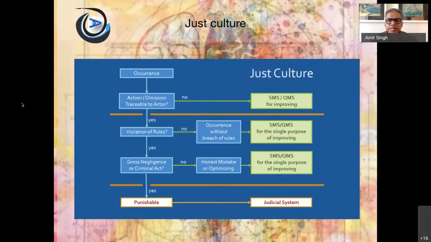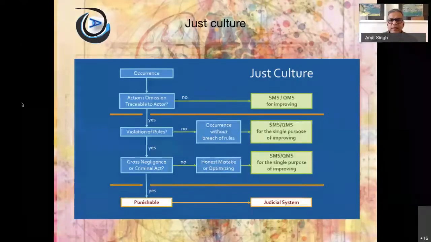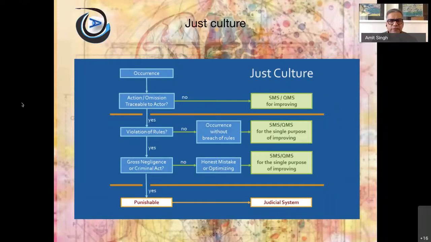Just culture, everybody has been talking about just culture, but in practice, it is not seen. Because once an occurrence happens, everybody wants to know what happened and who is responsible. So in a hurry to find out who is responsible, they find the first person. But the public, the traveling public, or the bureaucrats, they also need to know what just culture is. Because ultimately, you have to manage safety.